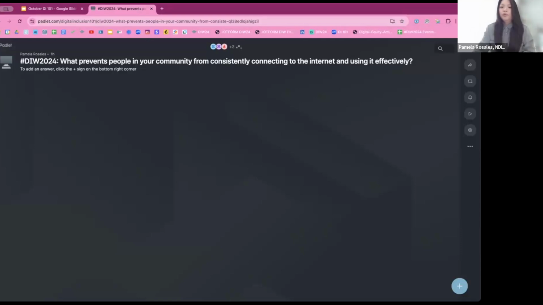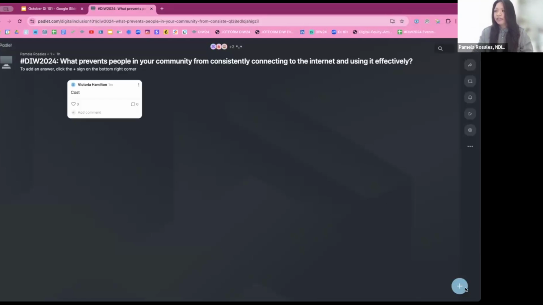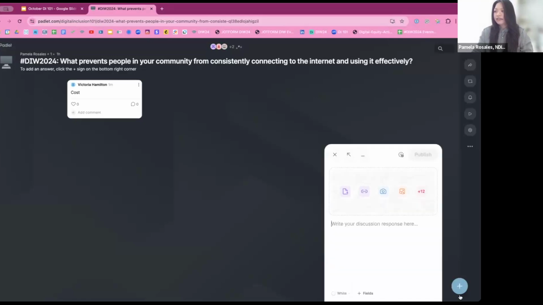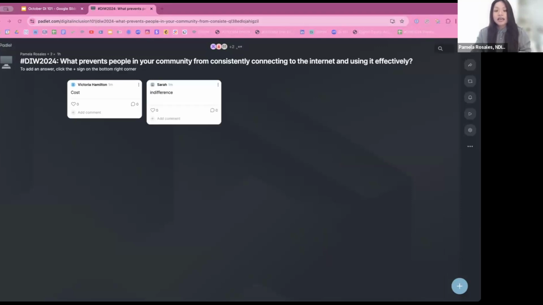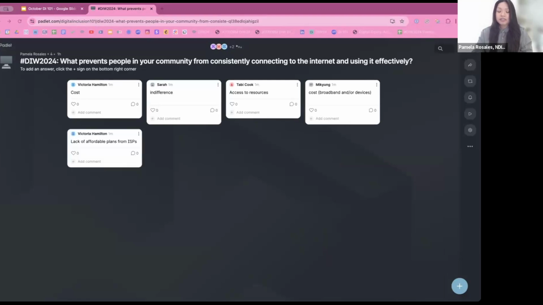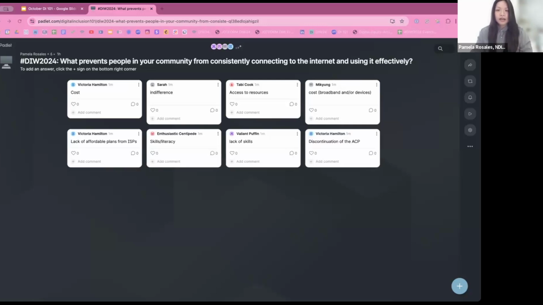So the question is, what prevents people in your community from consistently connecting to the internet and using it effectively? And to add a comment, you would go to the bottom right, click on this plus sign, and it will add your comment. Okay, I see here somebody saying cost. Yes, the cost of starting up with a new internet service provider can be very expensive for some. Also, it can be a very confusing process if you want to call up an internet service provider to start a service. That can be a long-winded and potentially frustrating experience, as some of us may know.